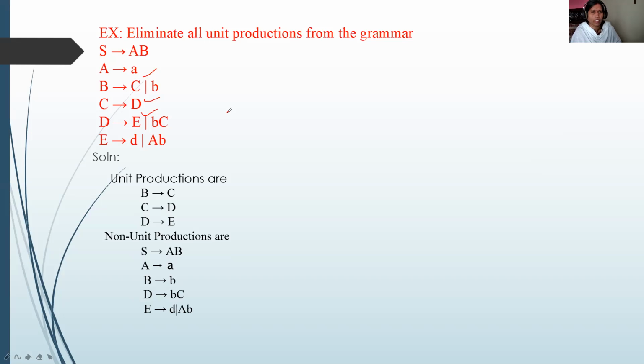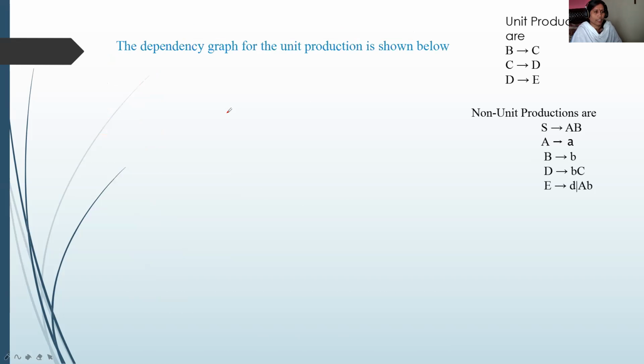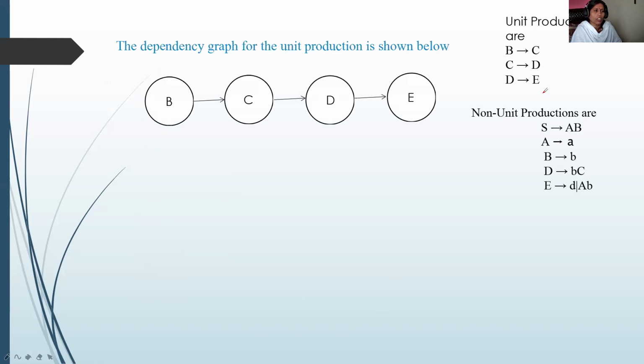The simple way of solving this is, first we'll construct the dependency graph. In the dependency graph, B is producing C, C is producing D, D is producing E. So what does it indicate? It indicates that all the non-unit productions of C can be produced by B. That is, in the reverse order, the non-unit productions of E can be the non-unit productions of D, which can be the non-unit productions of C, which can be the non-unit productions of B. This is how we are going to eliminate.